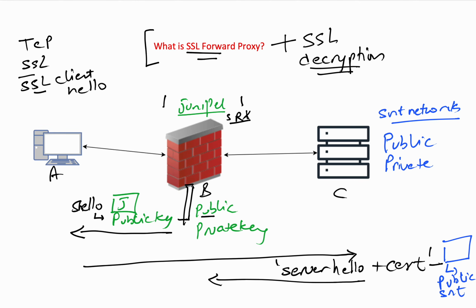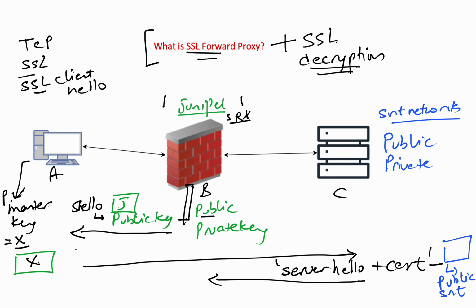Now what will happen after this is the client will create a pre-master key. I'm sorry, a pre-master key, not a master key. Now let's just say that the pre-master key is X. It has created a pre-master key called X, and it will use the public key to encapsulate or encrypt that pre-master key using the public key of Juniper.